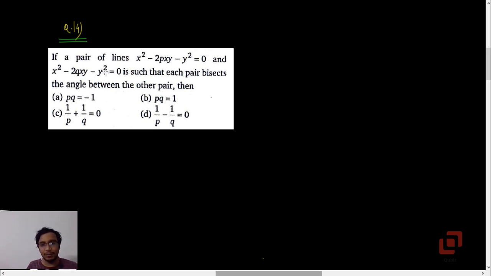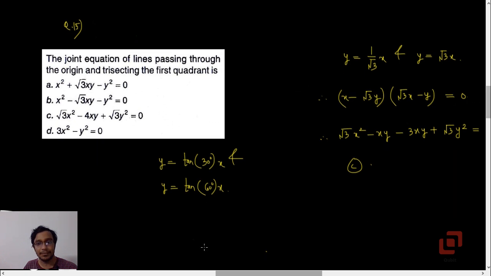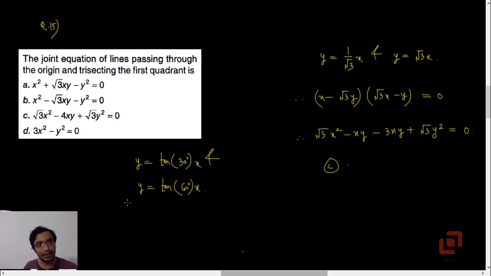Question 14. Now I'm not going to solve it because we have already done it. This question had appeared in the CET thrice. x squared minus 2pxy minus y squared equal to 0 and x squared minus 2qxy minus y squared equal to 0. Each pair bisects the angle between the other pair. We know that pq is equal to minus 1. That is option A. So let's directly go to question 15.